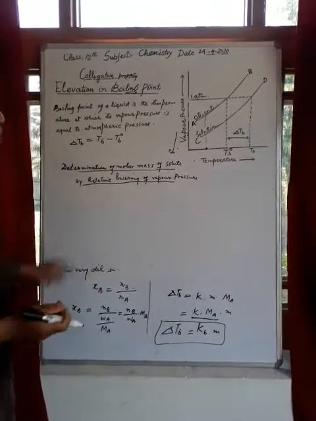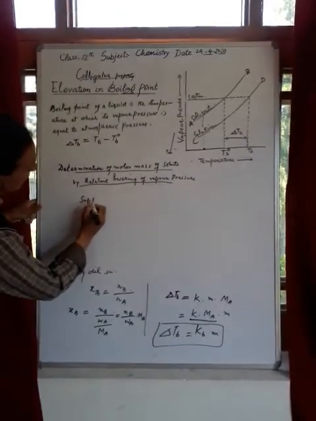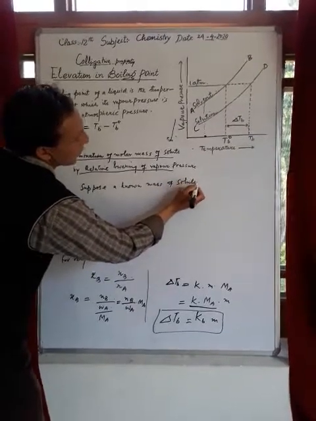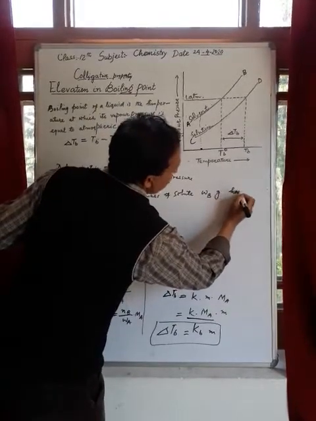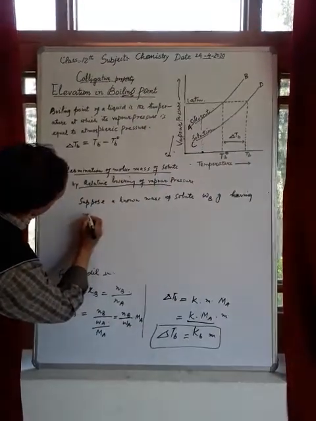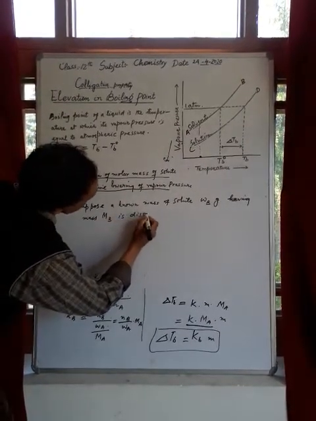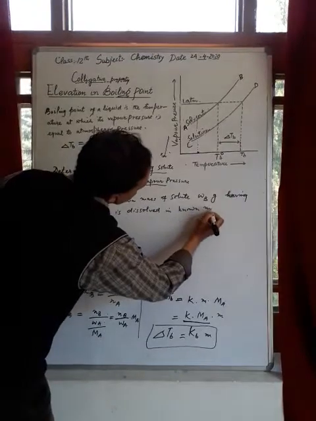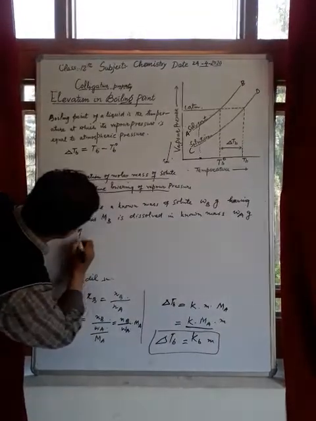In order to determine the molar mass of the non-volatile solute, suppose a known mass of solute, that is WB grams, having molar mass MB, is dissolved in a known mass, WA grams, of solvent.